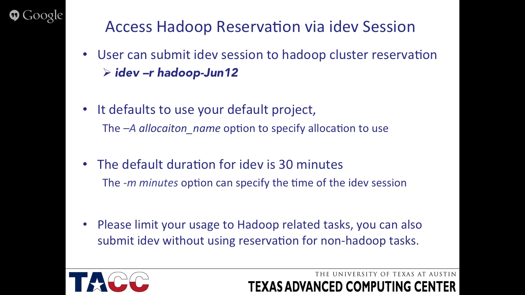It starts with a set of the default options. You can use -A to override the default allocation name being used for that project. That has to be matched to the allocation used to create the reservations. So if you have multiple reservations, you may need to change that in order to get the correct access.